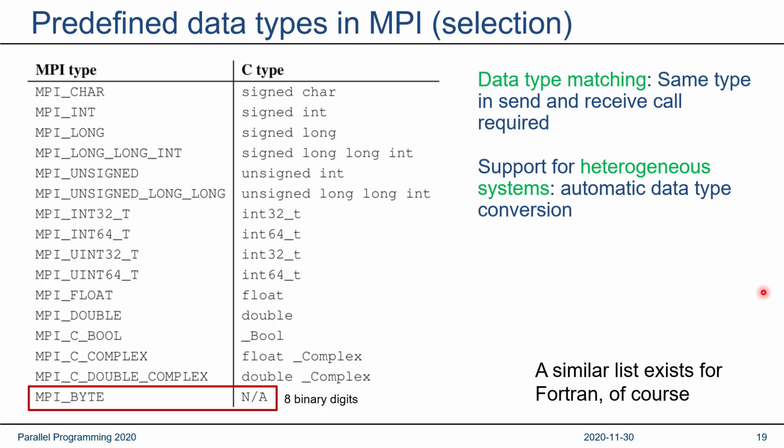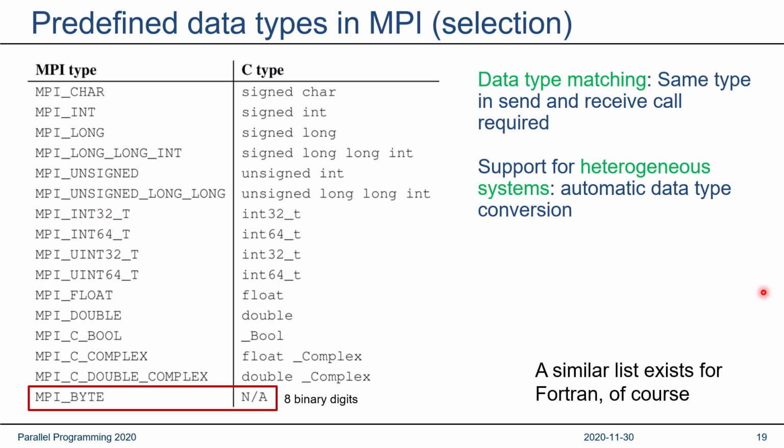In MPI, there's one concept that's quite important, and this is data type matching. So if you send a message, the same type of data must be sent and received on both ends. So this is a requirement for the message to be transmitted. If you have a heterogeneous system where different parts of the system choose different ways to store data, then the data type conversion is automatic.